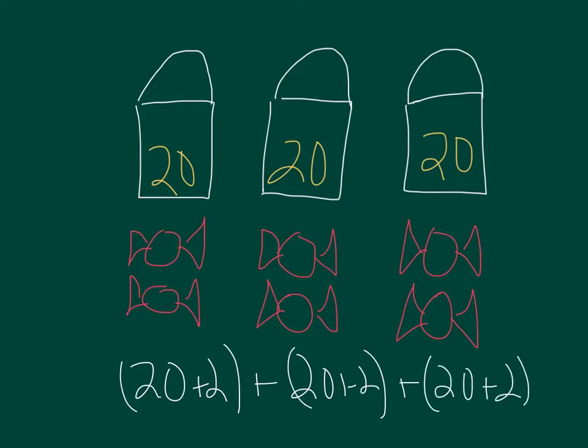We could simplify that to say 22 plus 22 plus 22. And then we could finally say that 22 plus 22 is 44. 44 plus 22 is 66. We could say there's 66 total pieces of candy, correct? Okay, but now let's do this a little bit better.